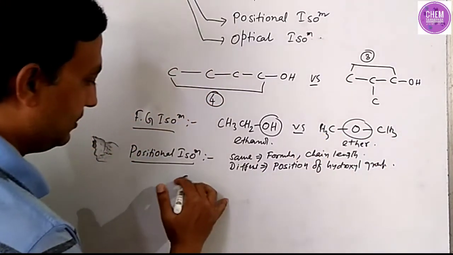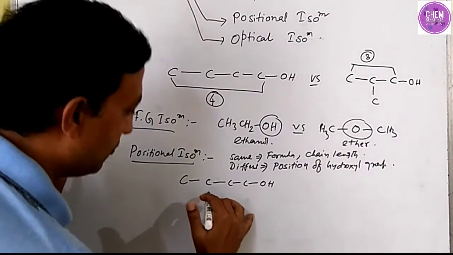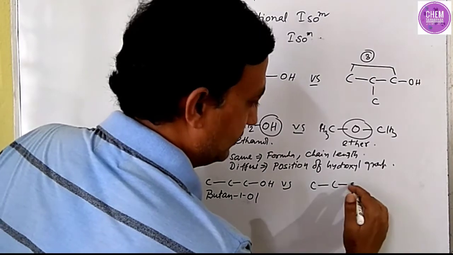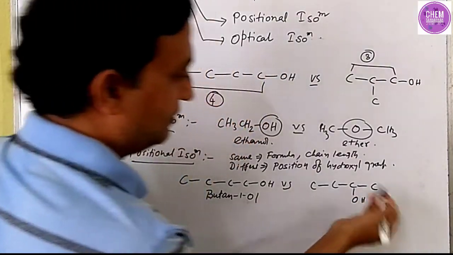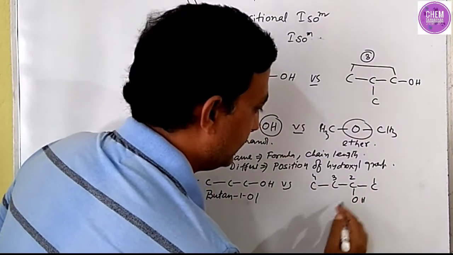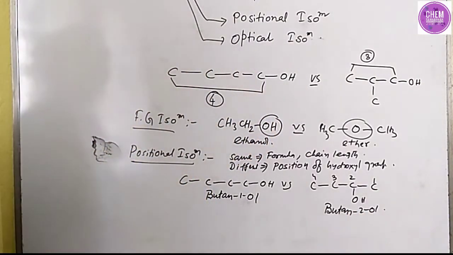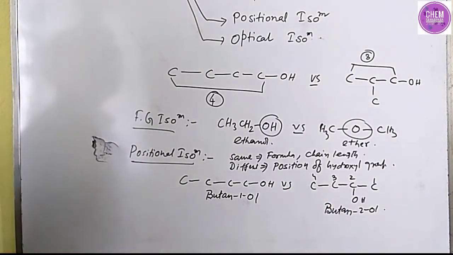For example, suppose we take butanol, 1-butanol or butan-1-ol, versus a compound where the chain length remains the same, consisting of 4 carbon atoms, but the OH group is shifted to the next carbon atom, numbering 1 2 3 4, that is butan-2-ol. So butan-1-ol and butan-2-ol is an example of positional isomerism that is exhibited by alcohol compounds. This is positional isomerism.